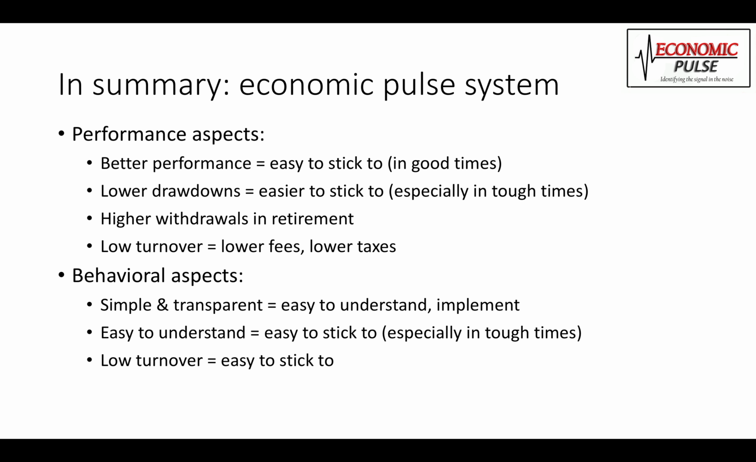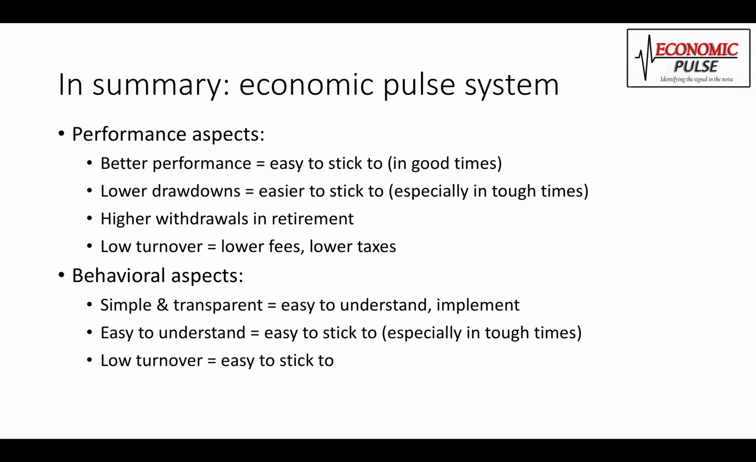So basically, you get two fundamental aspects in these models. You get obviously the performance aspects. You get better performance. You get lower drawdowns. And better performance makes it definitely easy to stick to in good times, right? One of the problems is performance chasing. So in a bull market where the indexes are going up and you're in some strategy that's not linked to the index, if you're underperforming, you tend to chase these markets, which leads to poor outcomes a lot of times. And obviously lower drawdowns makes it easier to stick to in tough times. Higher withdrawal rates, low turnover, which means low fees and lower taxes.